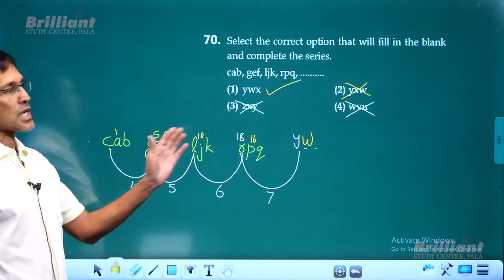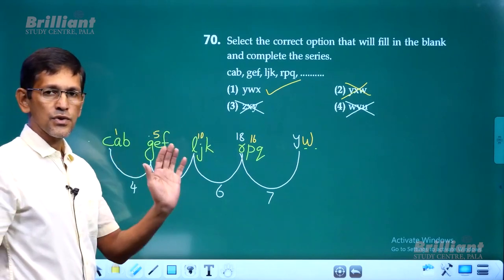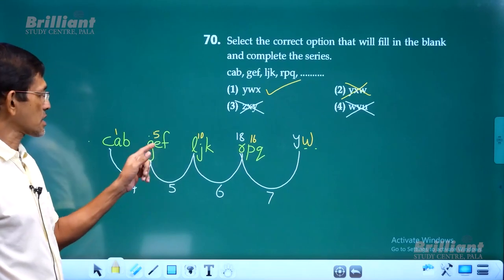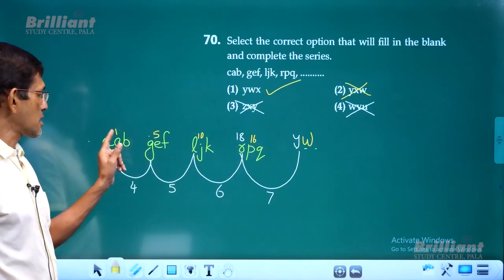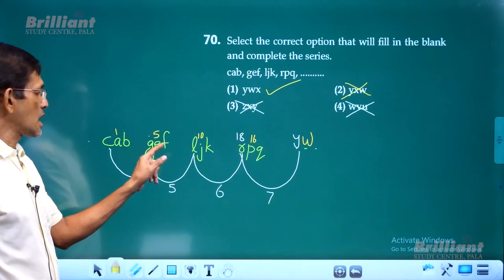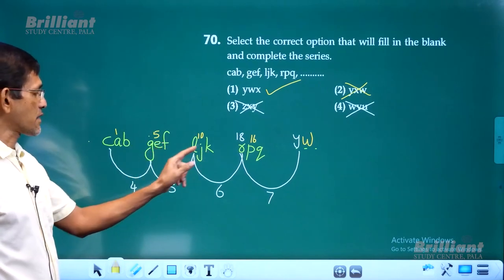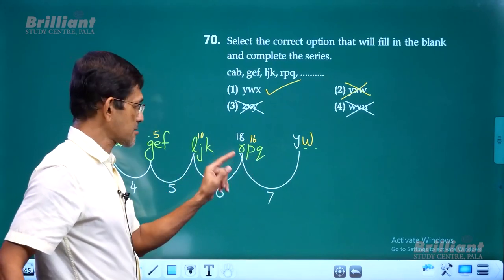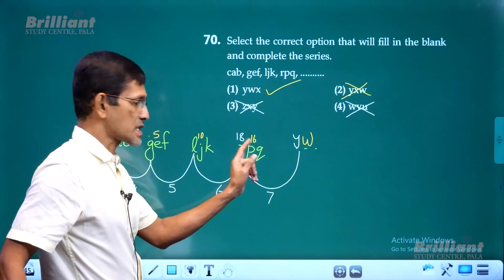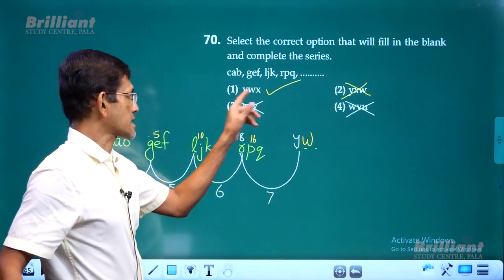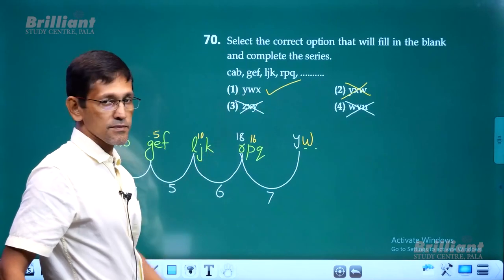And if you want to check out the third letter, from an exam point of view, you don't need to check the third letter. But if you want to have a practice, the third letter is B and F. B is 2, F is 6. So 4 is the difference. And this is 6 and this is 11. 5 is the difference. And this is 11 and this is 17. So 6, the next one must be 7. 17 plus 7 is 24. So that must be X. So Y, W, X.